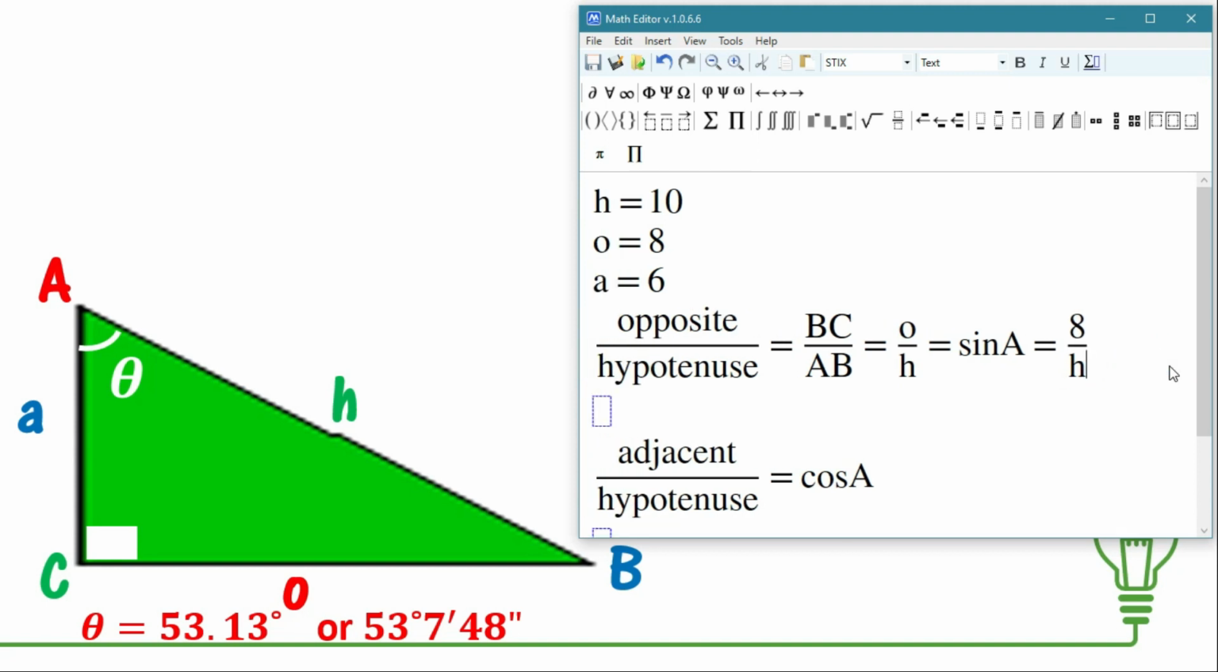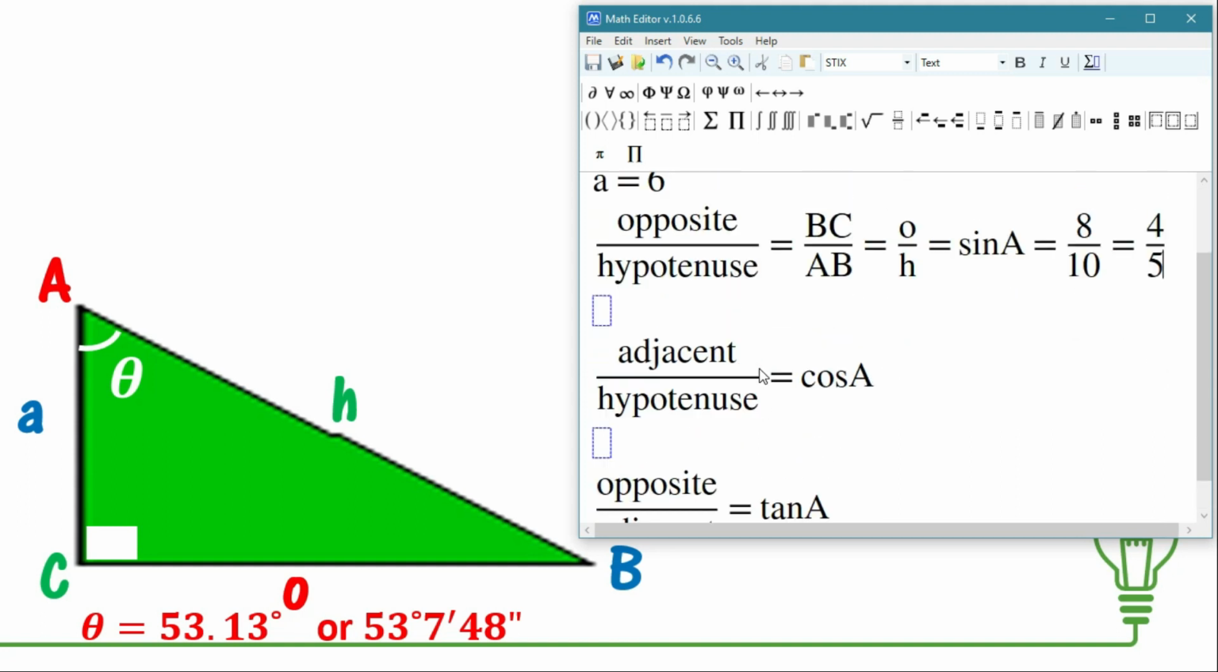Okay? Meaning to say, the sine of A, or the sine of the value of theta, which is 53.13 degrees, we can write down here the sine of 53.13 degrees would be equivalent to 8 over 10. And since this is a ratio, we can reduce this to lowest terms, and that will be equivalent to 4 over 5. Okay, so that will be our first trigonometric function.